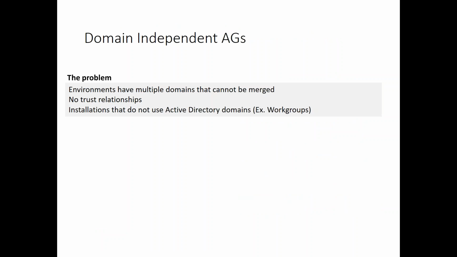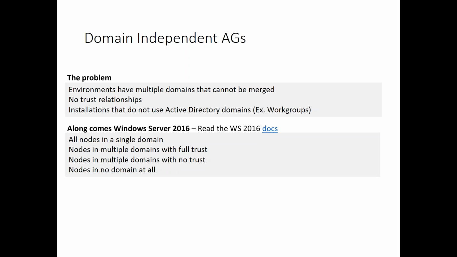The other thing we did was enable support for domain-less, or domain-independent, availability groups. In SQL 2012 and 2014, the requirement was that the nodes in your Always On availability group cluster had to be in the same domain. Then Windows Server 2016 came up, which said that you can form a cluster with nodes in multiple domains with no trust. And to top it all, you could form a cluster with a workgroup also.